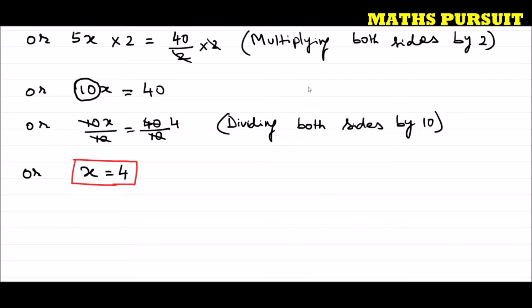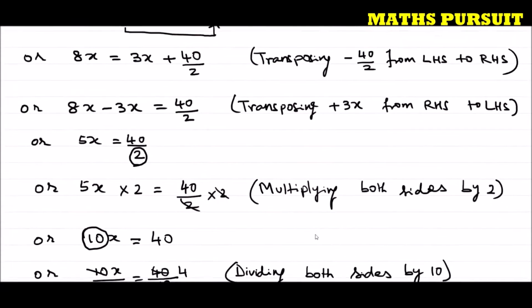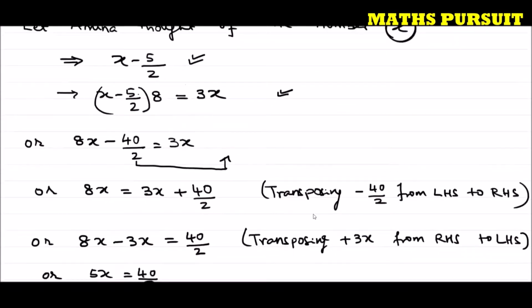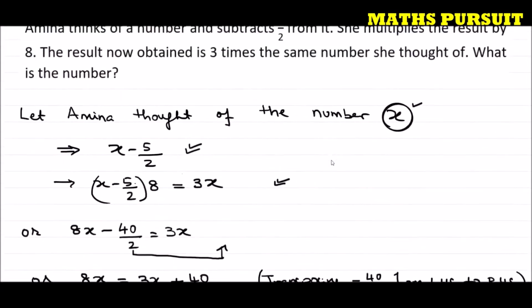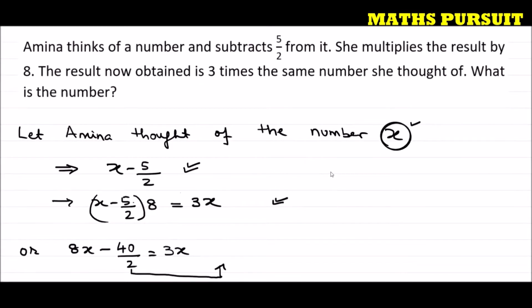So let us write our concluding answer. In order to write our concluding answer, let us look into the question once more. Before that, if you look here, we have already assumed let Amina thought of the number x, and we got the x value as 4. The question is asking us what is the number. Amina thinks of a number. What is the number? So let us write our concluding answer.